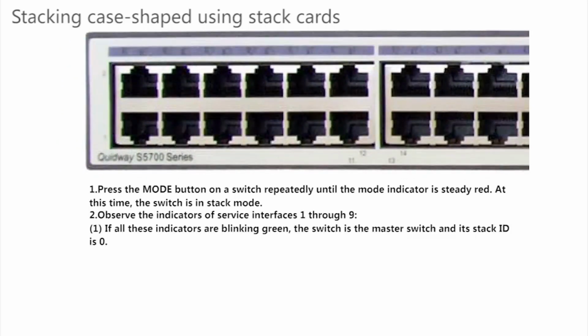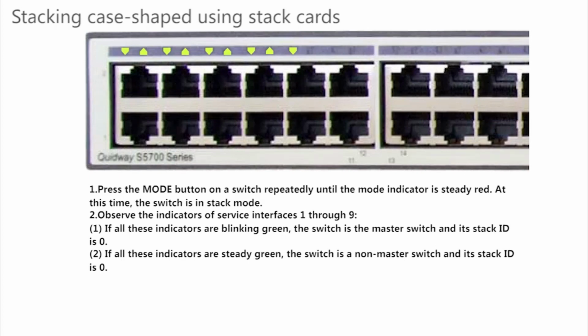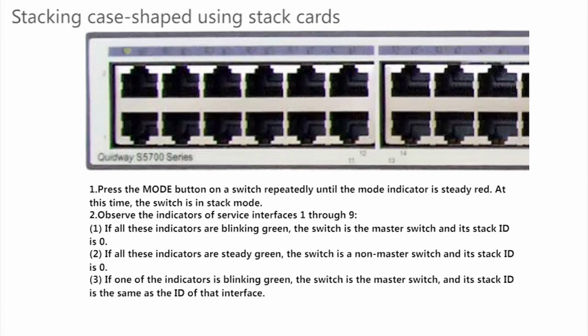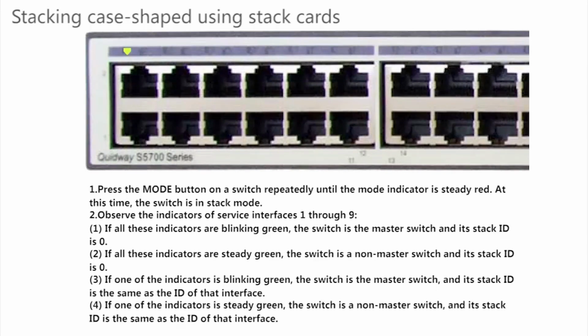Observe the indicators of service ports 1 through 9. If all these indicators are blinking green, the switch is the master switch and its stack ID is 0. If all these indicators are static green, the switch is a non-master switch and its stack ID is 0. If one of the indicators is blinking green, the switch is the master switch, and its stack ID is the same as the ID of that interface. If one of the indicators is static green, the switch is a non-master switch, and its stack ID is the same as the ID of the interface.